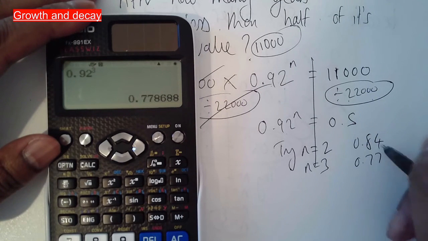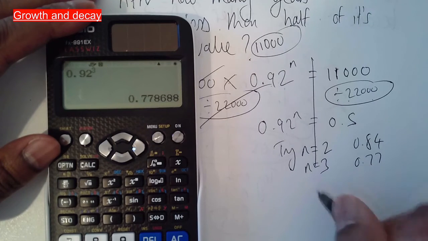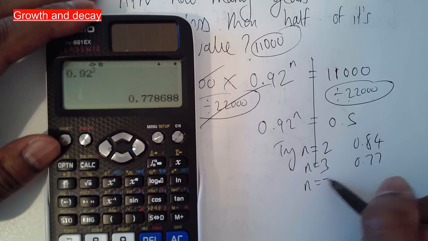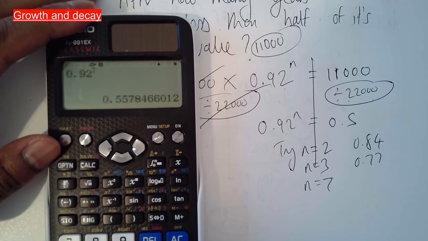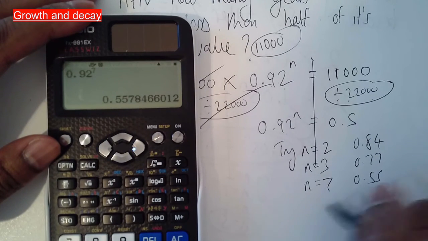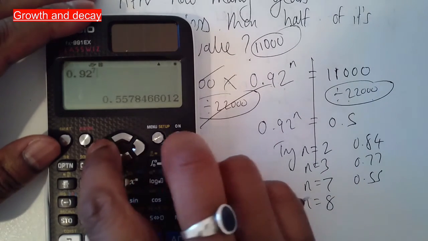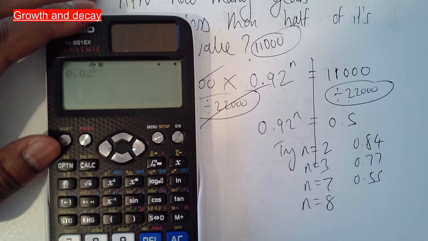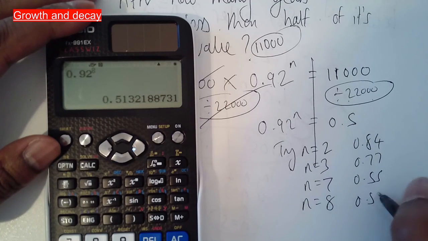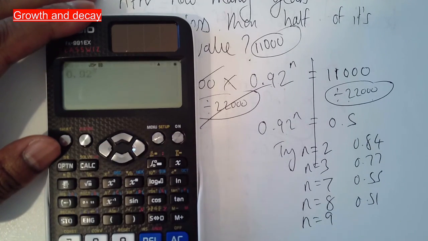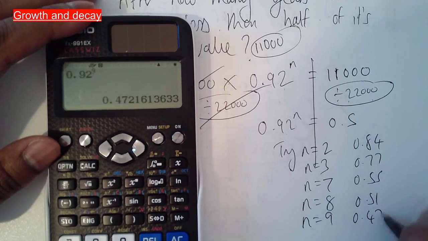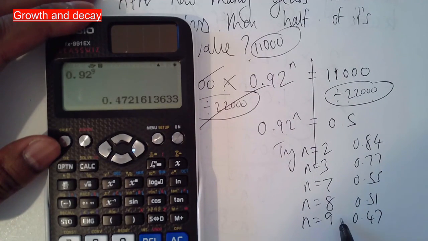Can you see what's happening? The numbers are getting smaller. Let's fast forward a bit. Let's see what happens. Try n equals 7. Right, we're getting close now. N equals 8. N equals 9. So finally, it's actually n equals 9. The answer is n equals 9.